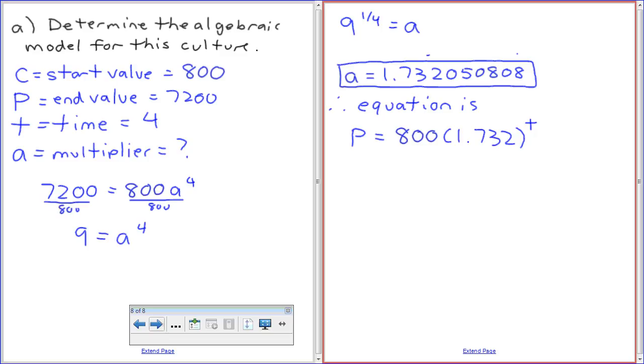Now this is where we're going to actually do an easier one here. We're going to start part B. We're going to say, find the number of bacteria after 6 hours. Six, yes.